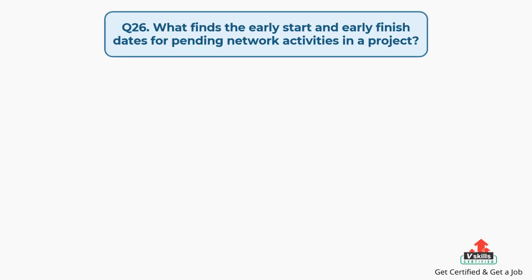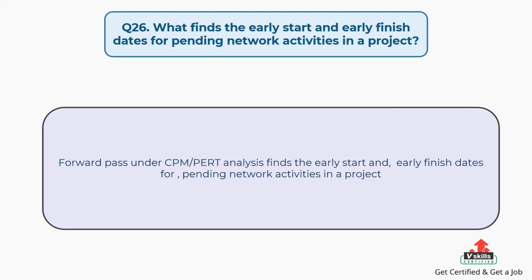Question number 26. What finds the early start and early finish dates for pending network activities in a project? The answer is, forward pass under CPM or PERT analysis finds the early start and early finish dates for pending network activities in a project.